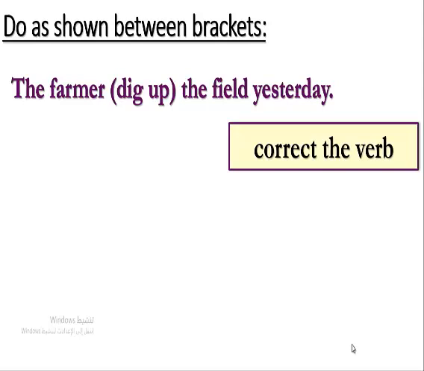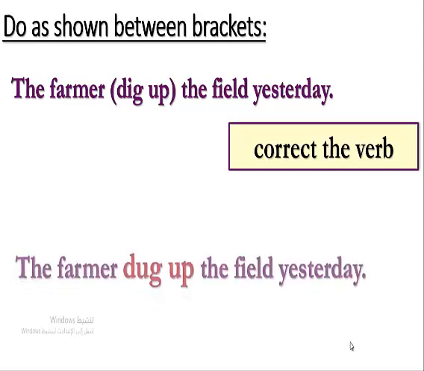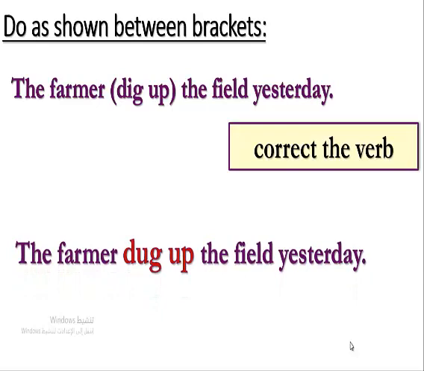Correct the verb. We have to define the tense first. Look at the word at the end of the sentence, yesterday. This is the key word of past simple. So we have to put dig up in the past simple. Dig up, this is an irregular verb. So the correction is the farmer dug up the field yesterday.